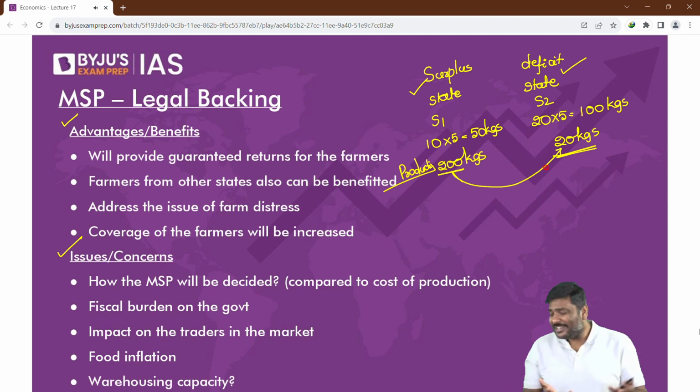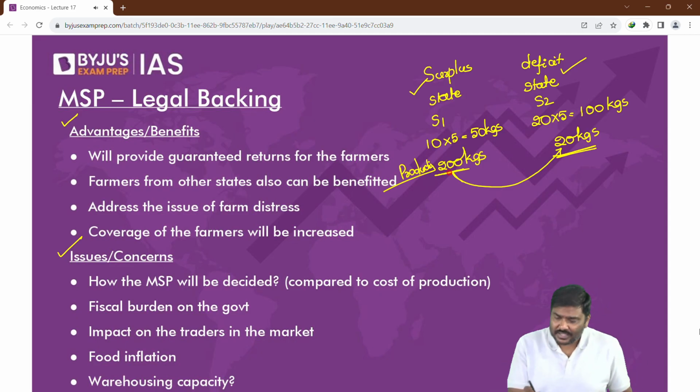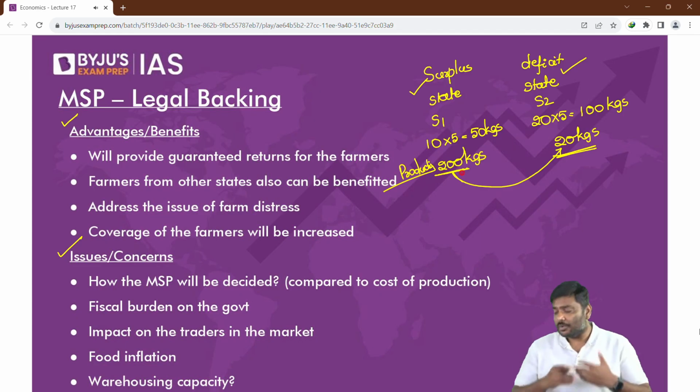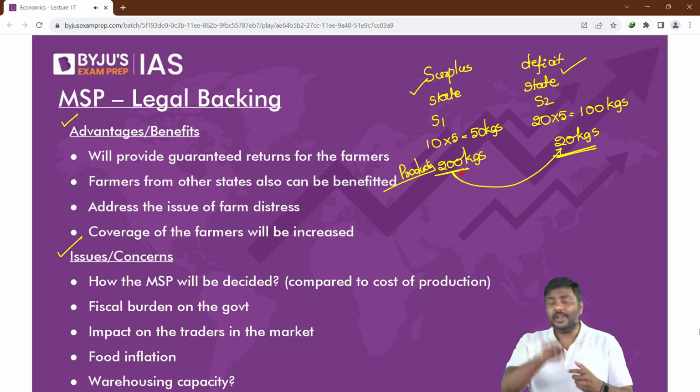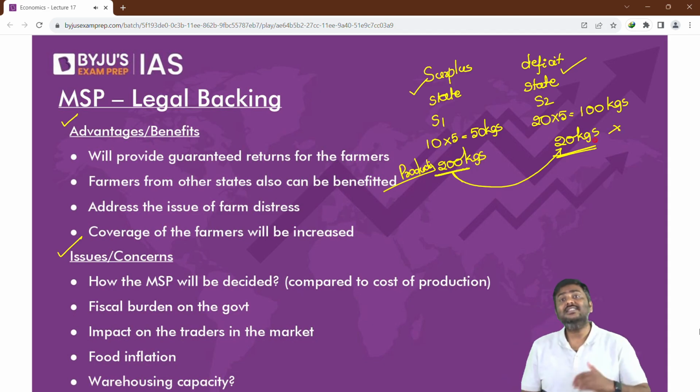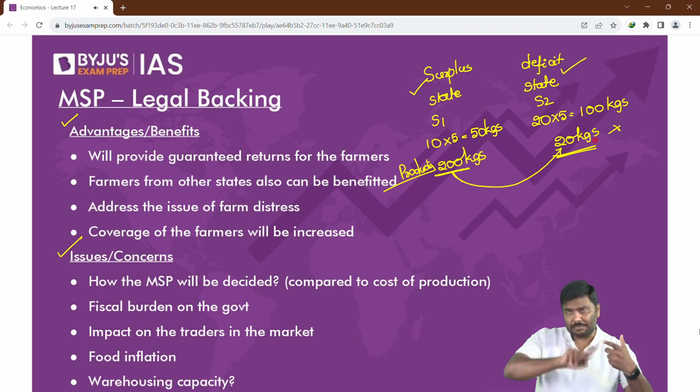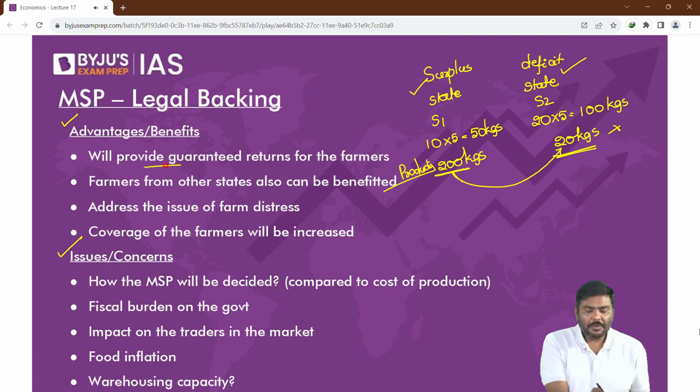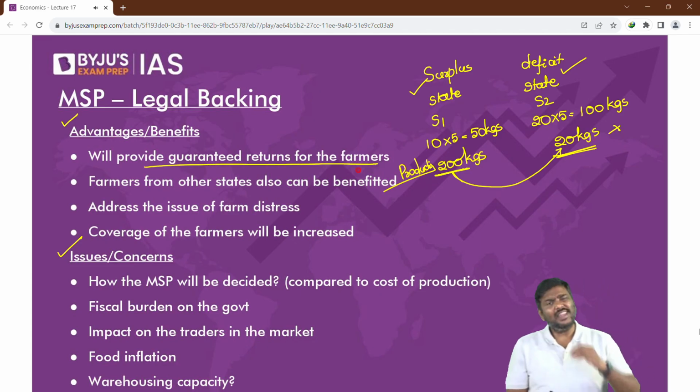How can there be 200 kg production? Production is 200 kg, right? That's the reason I asked you to listen very carefully before I start explaining. I said production, let's say it is 200 kgs. So state 1 is surplus. That is the importance of surplus and deficit.